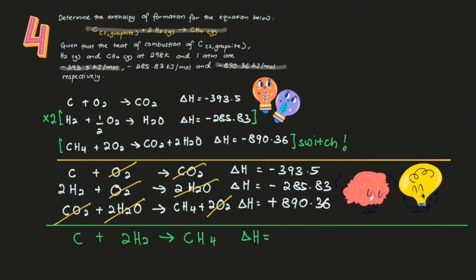So how are we going to calculate the delta H? The delta H is just the summation of all the delta H that you have here. When you do the summation of these values, you should get your delta H for your target equation, which is equivalent to negative 74.8 kilojoule per mole. Right, so this is the final answer for the last question for quiz 2.